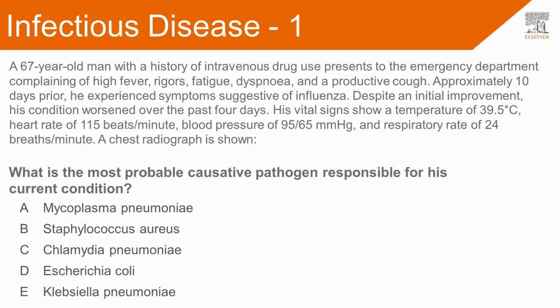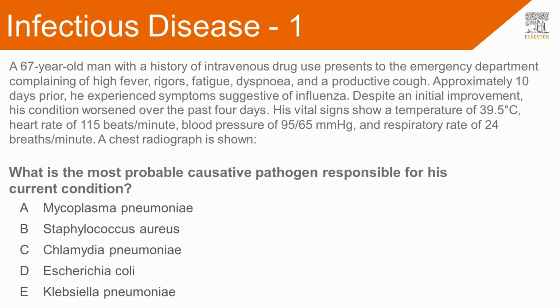A 67-year-old man with a history of IV drug use presents to the ED complaining of high fevers, rigors, fatigue, dyspnea and a productive cough. Approximately 10 days prior, he had experienced symptoms suggestive of influenza. Despite an initial improvement, the condition worsened over the past 4 days, and his vital signs show a temperature of 39.5, heart rate of 115, a blood pressure of 95/65, and a respiratory rate of 24. And we're going to see the chest x-ray in just a bit.